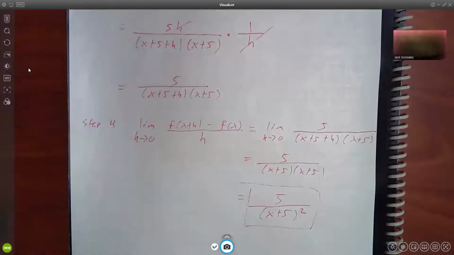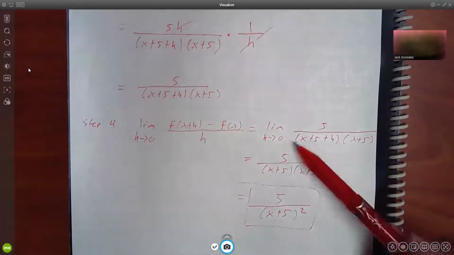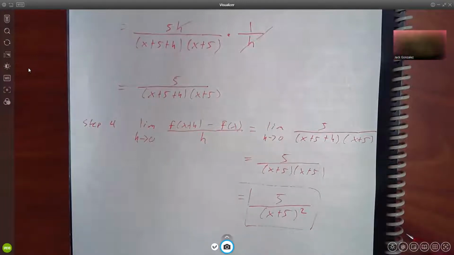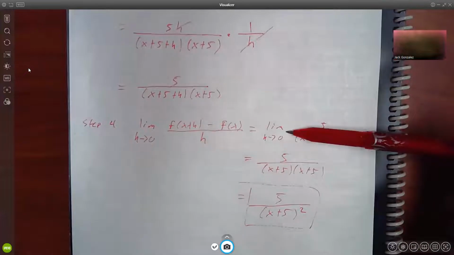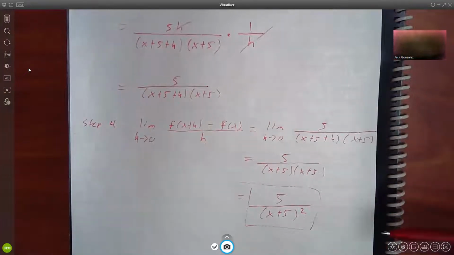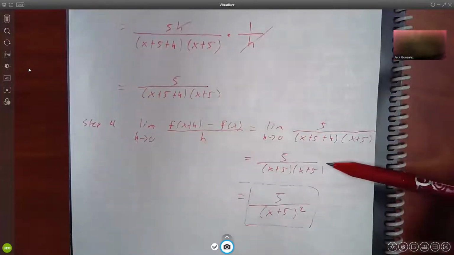Any steps that make sense? Where did that h go? Which one? Oh, this, yeah. Take the limit. Oh, with h is 0. Oh, I'm sorry, I missed it. Thank you. Yeah, so once you stop writing it, that means I took the limit. So right here, h was 0.